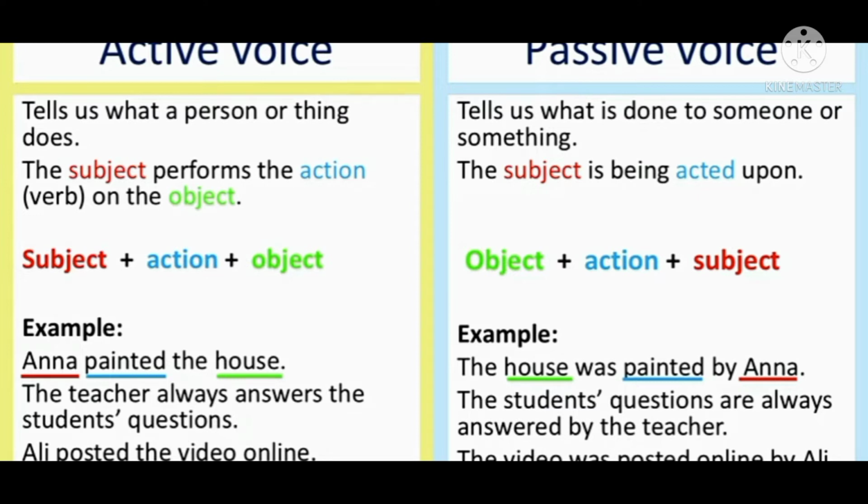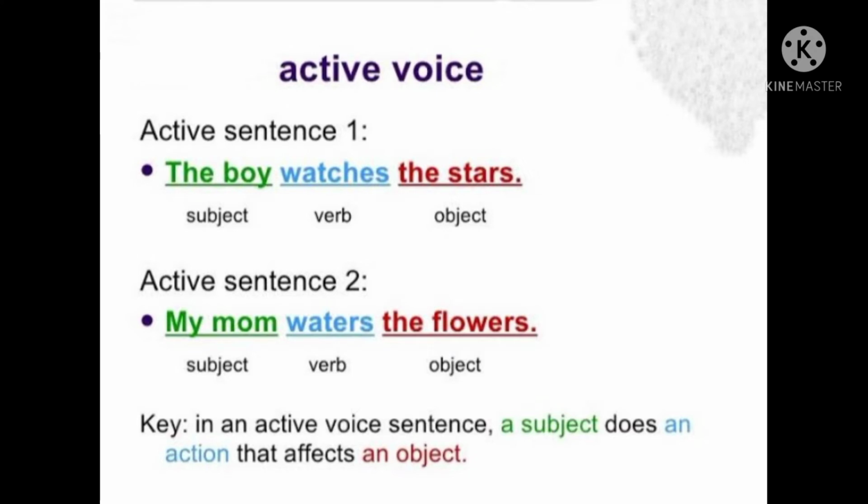So, my dears, let us study in detail. Active voice, some examples are given. The boy watches the stars. My mom waters the flowers. Here, the subject is given first, then the verb and the object. So, more importance is given to subject. Subject is written first.